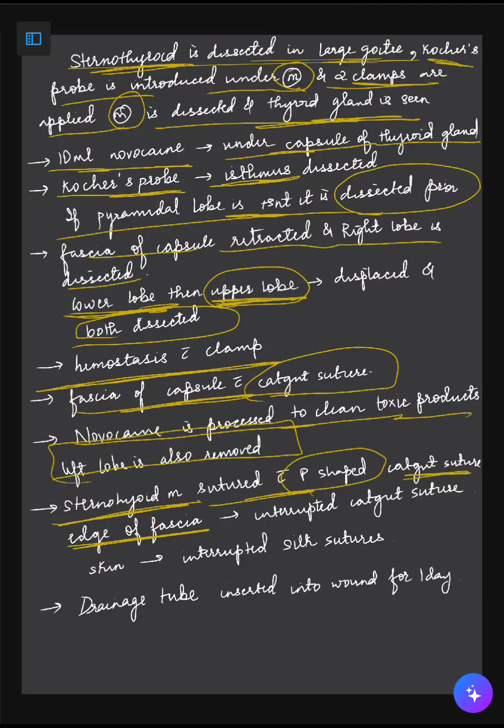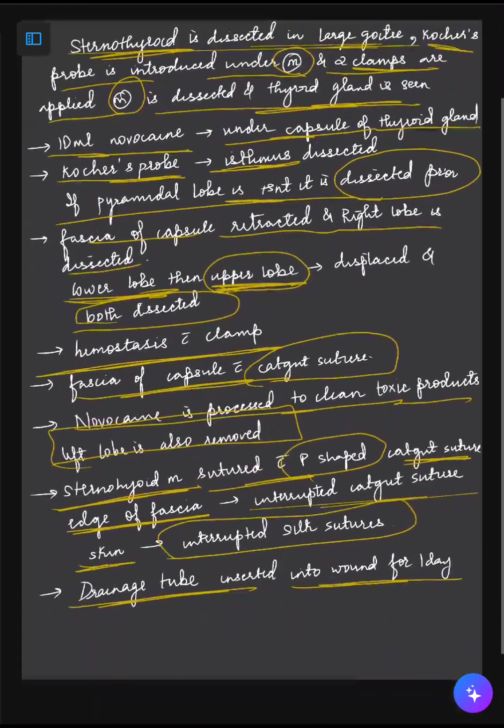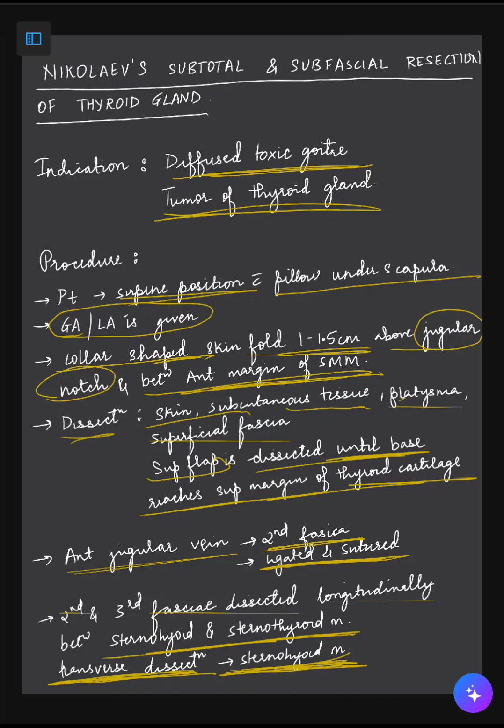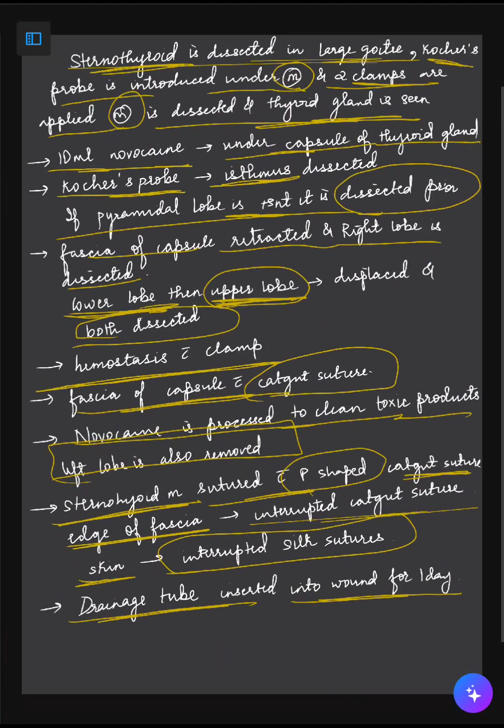Edge of the fascia with the interrupted catgut suture, and the skin is closed with interrupted silk suture. Then drainage tube is inserted into the wound for 1 day. Now this was complete process of Nikolev's subtotal and subfascial resection of the thyroid gland. Here we finish the topography and surgery of the neck.